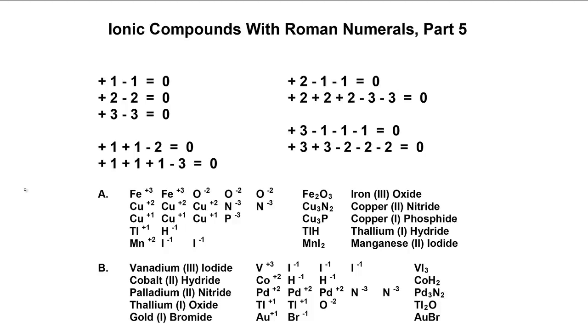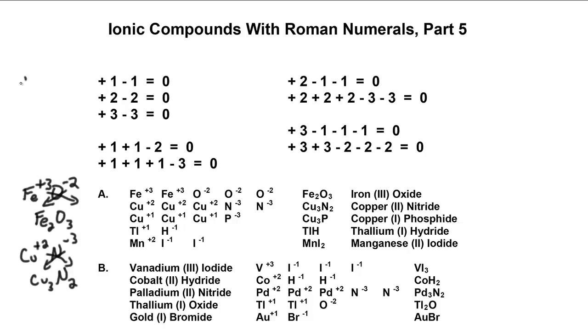Now if we wanted to, we could say iron with a +3 charge and oxide with a -2 charge. What we could do is just play that crisscross game and go Fe2O3. Fe2O3, iron 3 oxide. Now we want to do copper 2 nitride. Copper 2 is copper with a +2. Nitride is the -3. Bring that on over. We're going to get Cu3N2. Copper 2 nitride.